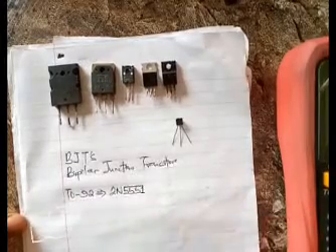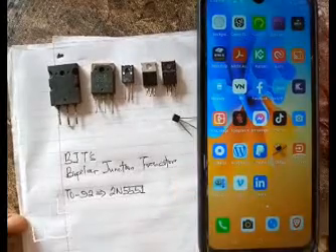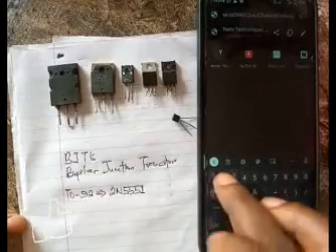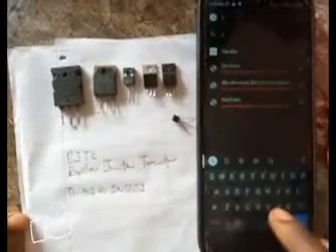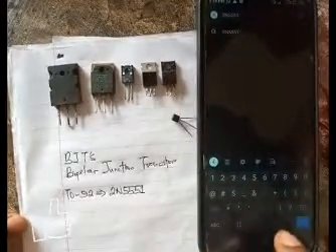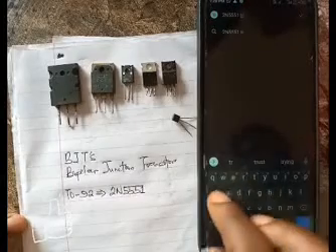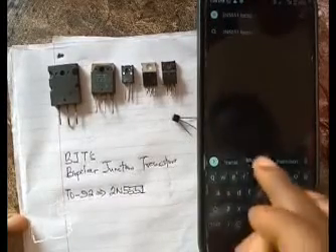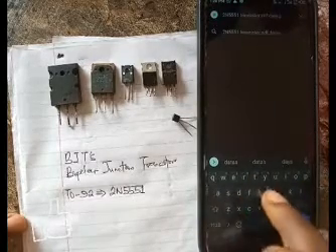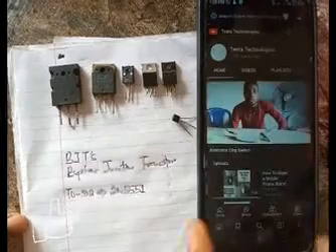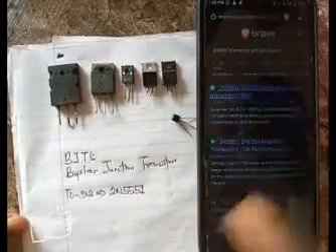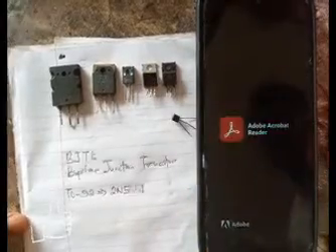Let's just quickly do that now. Let me go to my browser. 2N5551 transistor PDF data sheet. Okay, so let's see. That's my channel. There are a number of them here. Let's see what that gives us.